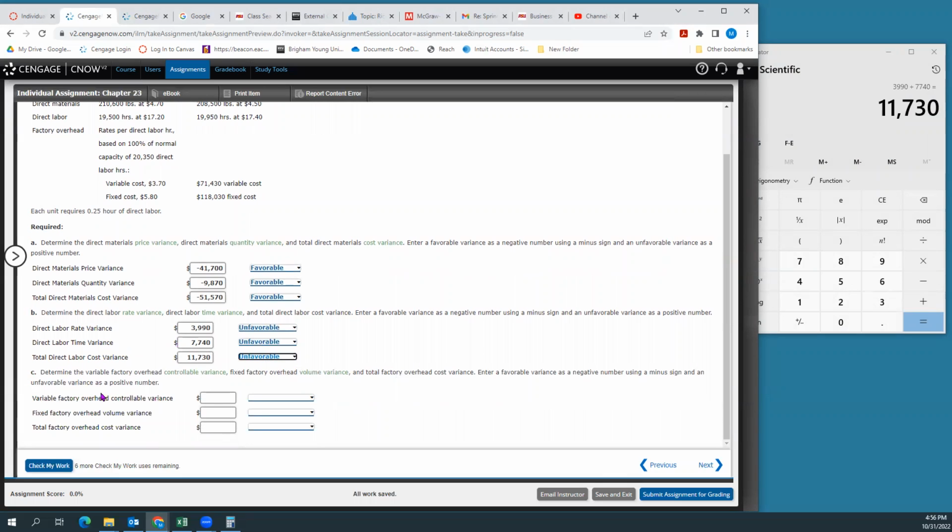So let's see, our variable factory overhead controllable variance, our fixed factory overhead volume variance, and then the total is going to be our total factory overhead cost variance. Okay, so again, what we're going to do here, so our direct, let's see. Give me a minute. I have to think about this one.